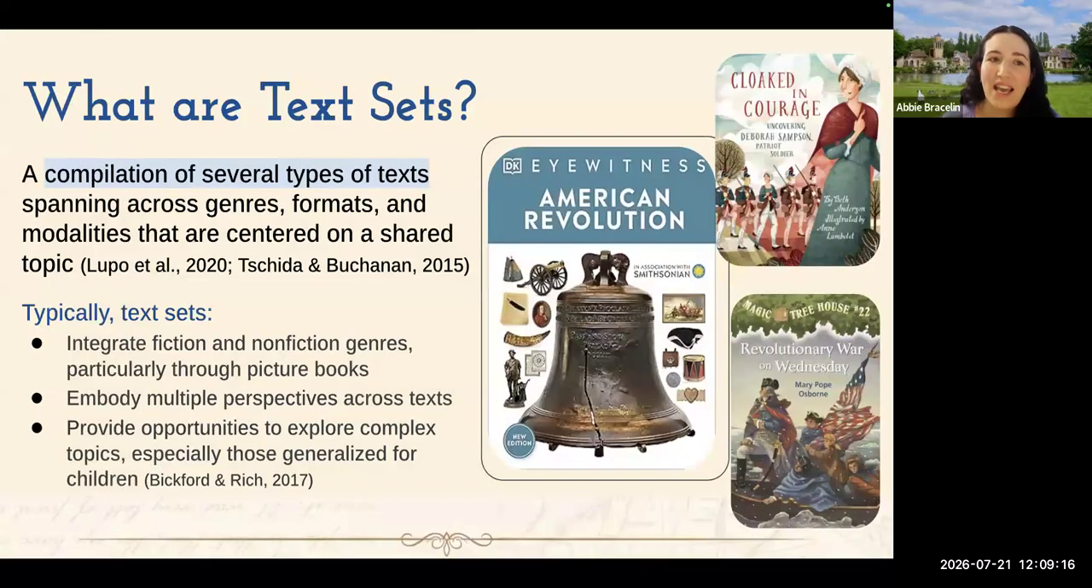So what are text sets? Has anybody used text sets before, even if it wasn't for social studies? You can raise your hand or you can type in the chat. Has anybody used them before? And if you have, in the chat you could put what topic you used it for.